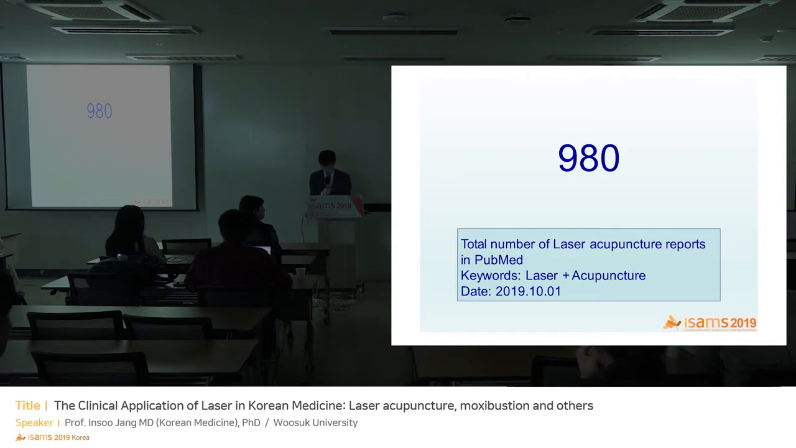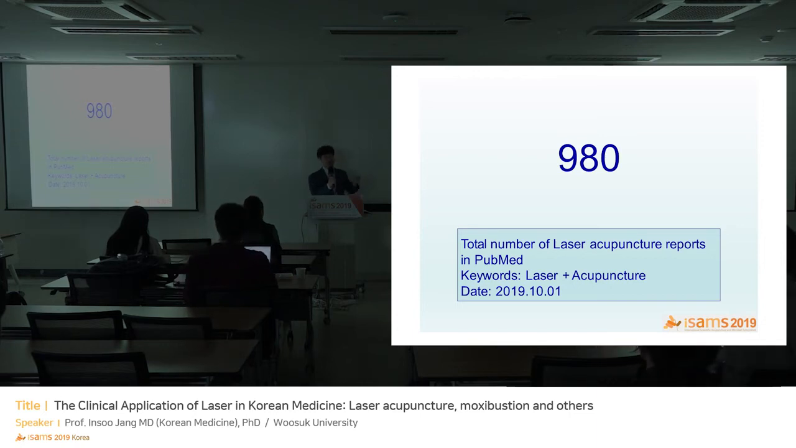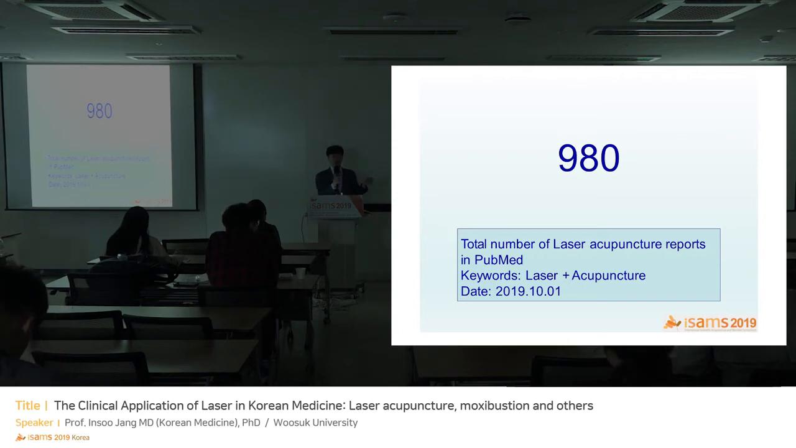980. What does it mean? It means that if you search laser acupuncture in PubMed, you can find 980 papers, almost 1,000 papers. But actually in South Korea, Japan and China, most people prefer needle acupuncture. They understand that to treat their problem, they have to endure the needling pain. But in Western society it's the reverse situation, which is why many more papers related to laser acupuncture are published in Western society than in East Asian countries.